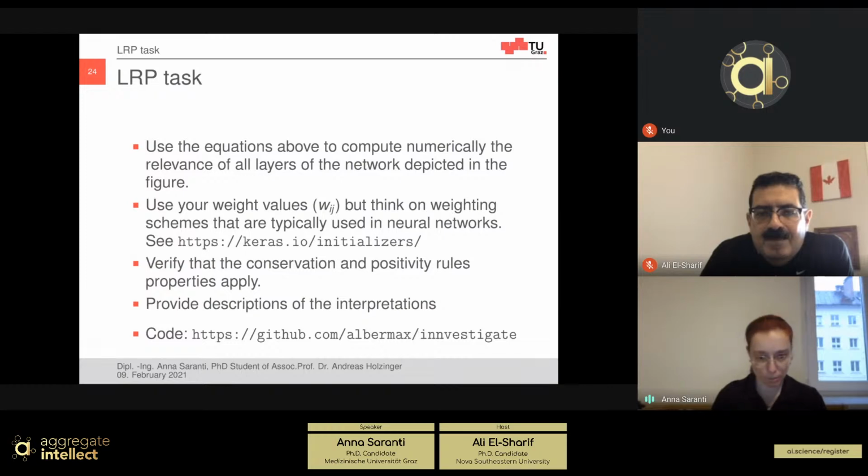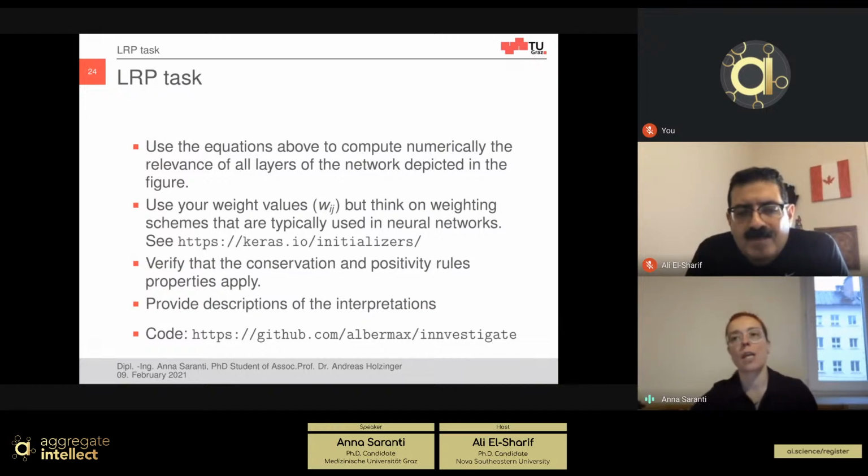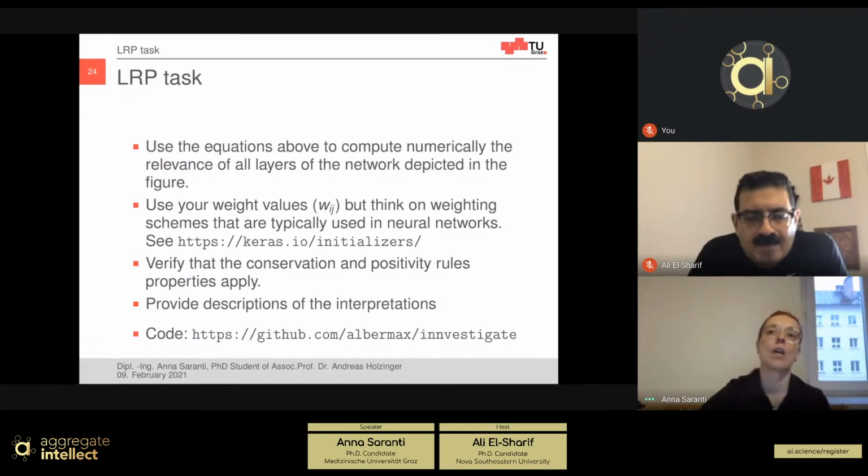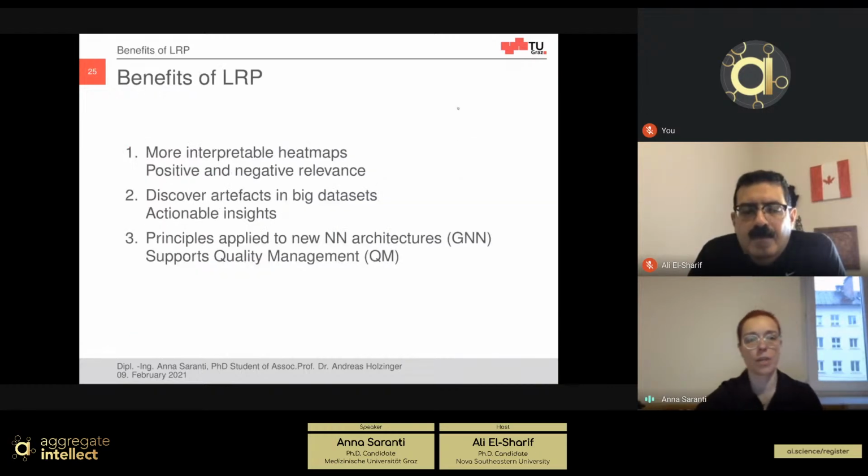The code for LRP is on the GitHub repository of the TU Berlin. It's called Investigate Neural Networks, and there's also one more, which is called heatmapping.org, which shows more presentations and more applications for medical applications and other industrial tasks.